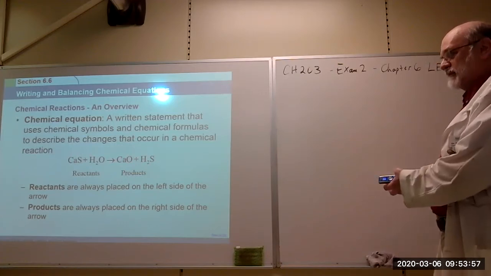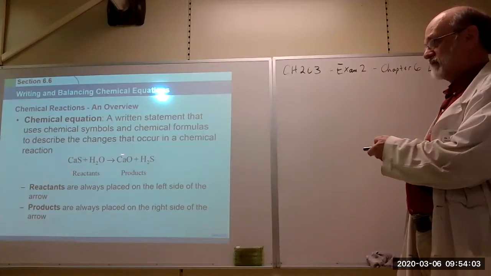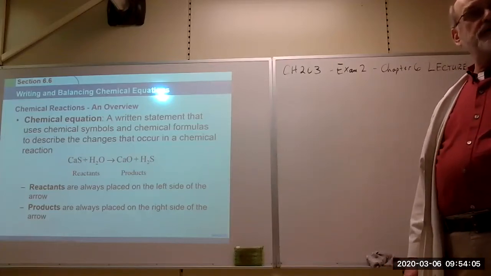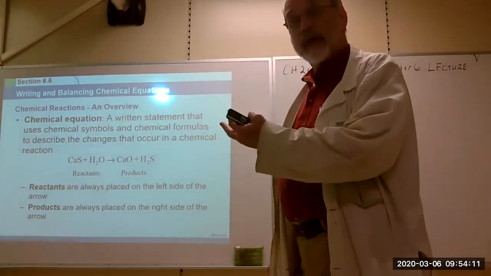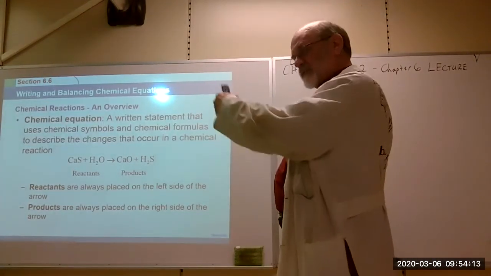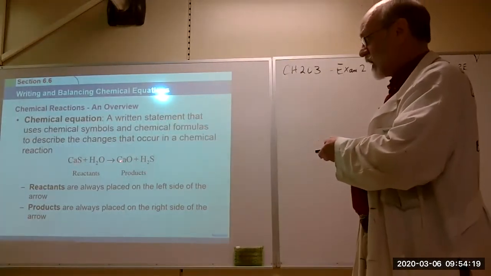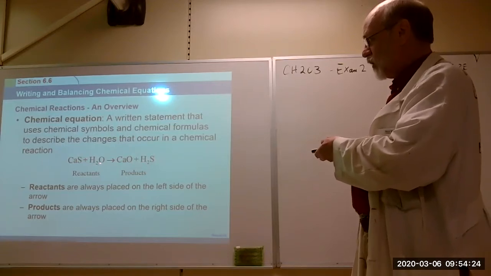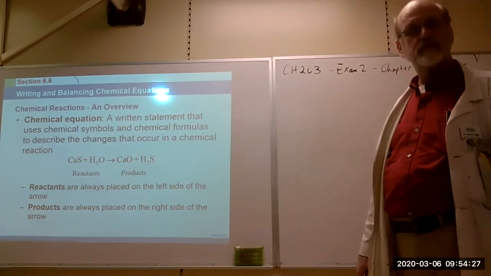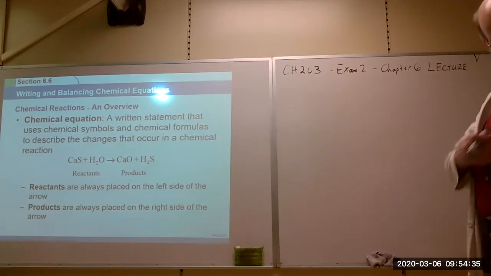Now, how do we balance it? Well, as it turns out, this equation is already balanced. How do we know? Because the number of atoms, or moles for that matter, of a particular element is the same on the reactant side and the product side. So you say 1 calcium, 1 calcium, 1 sulfur, 1 sulfur, 2 hydrogens, 2 hydrogens, 1 oxygen, 1 oxygen. It's balanced. Sometimes that happens when you write the compounds and it just automatically balances. But don't count on it.